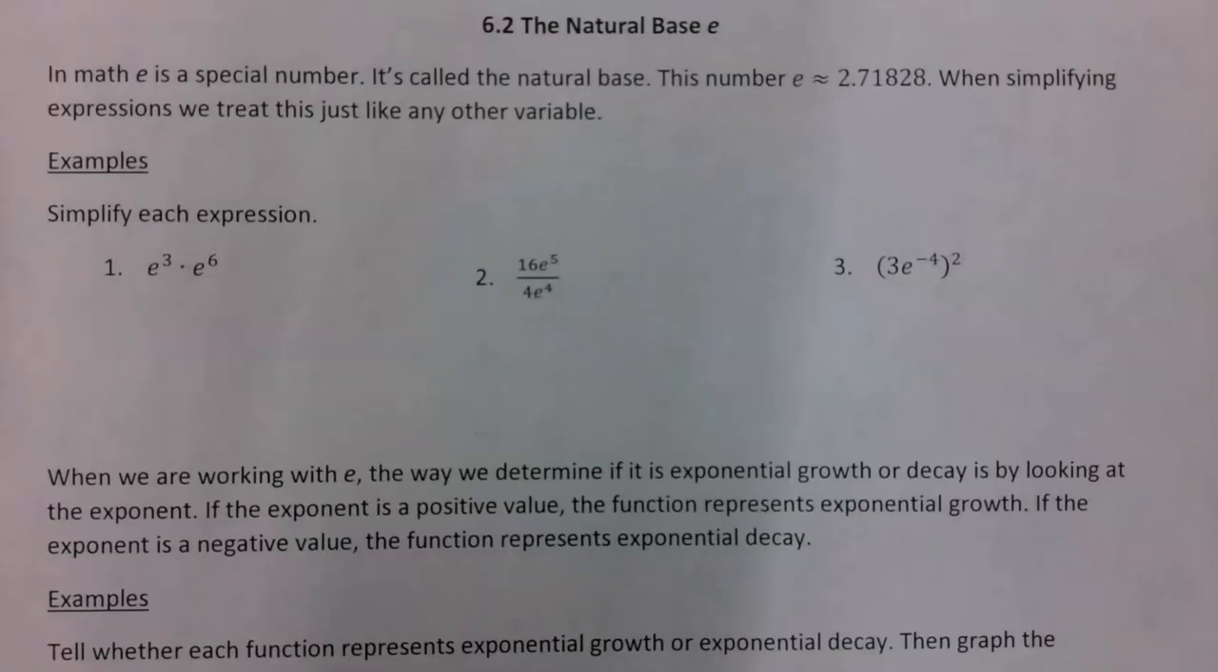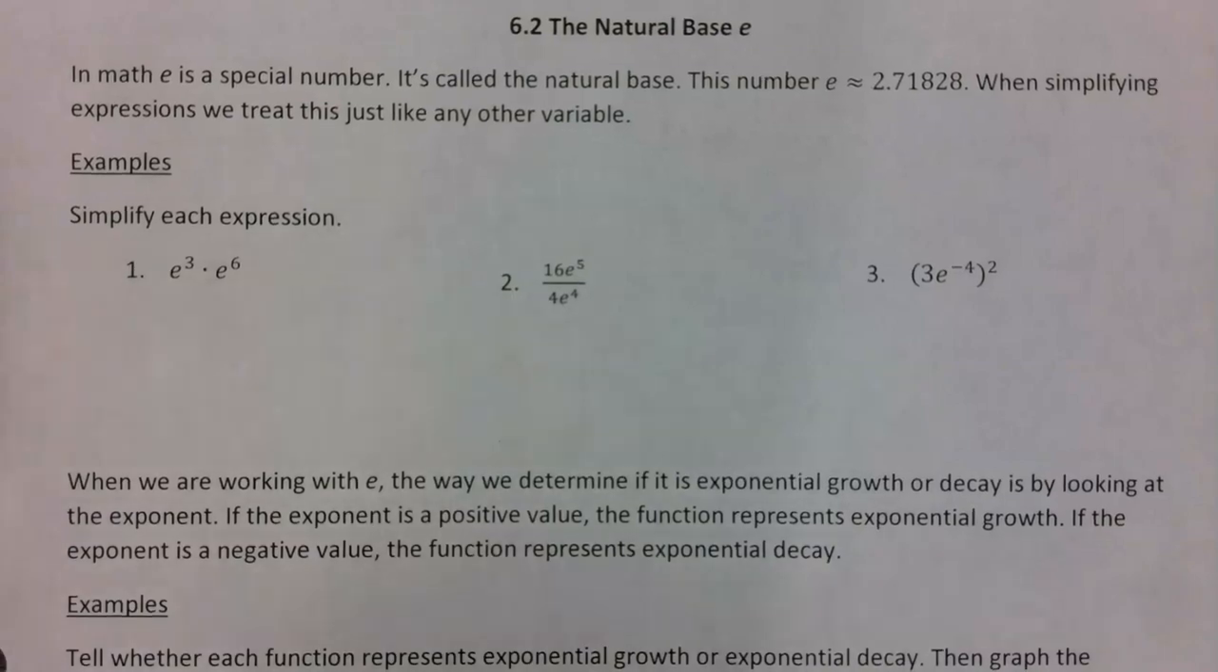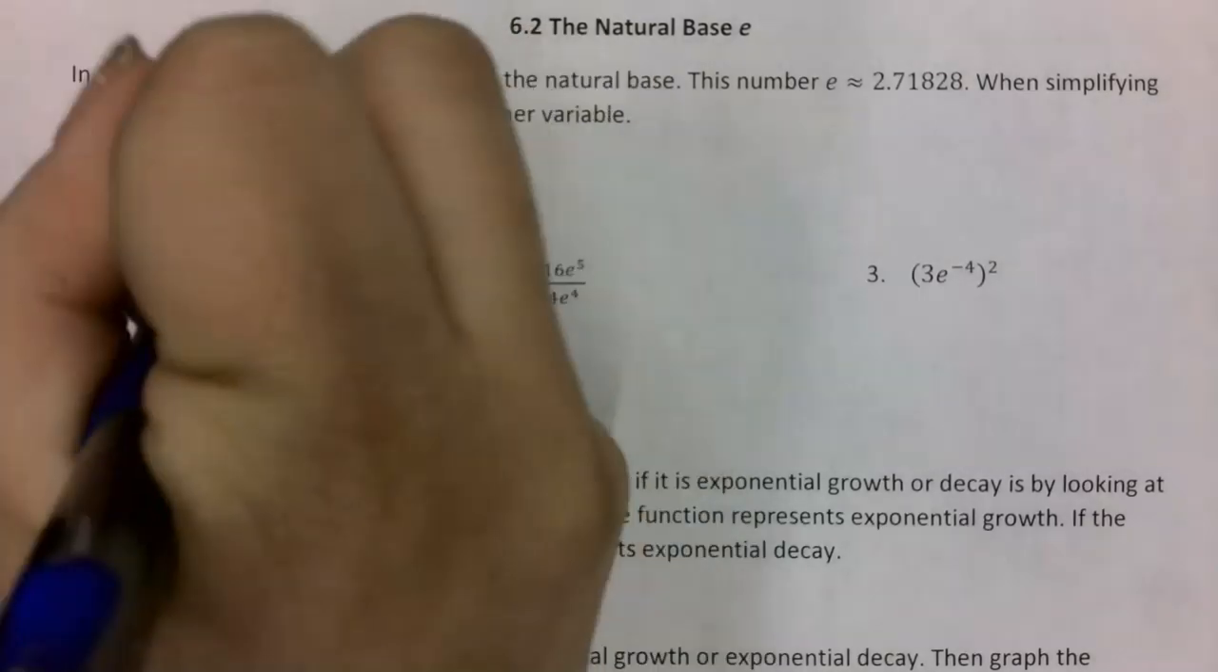Okay. So these kind of work like normal expressions where I want to simplify them. So when I have e times e, I just add my exponents. So it would be e to the 9.